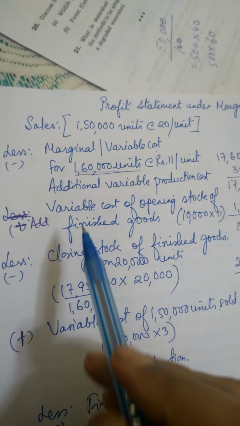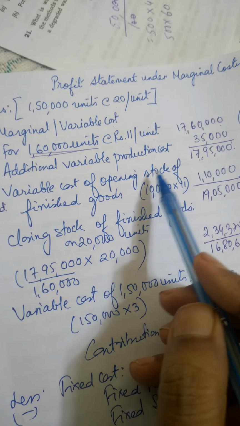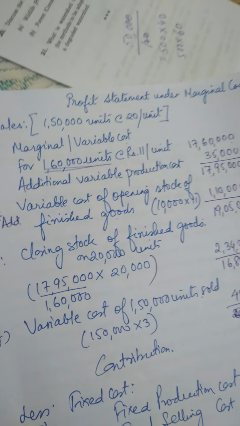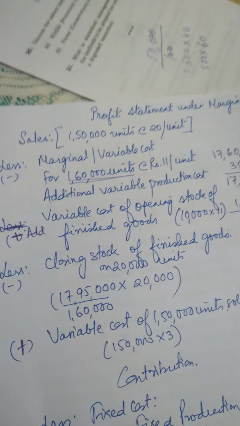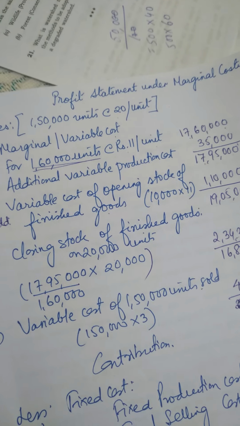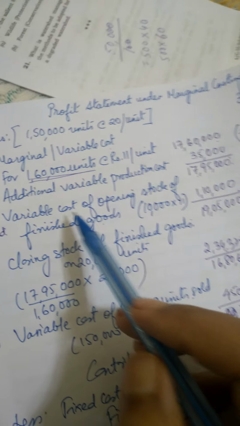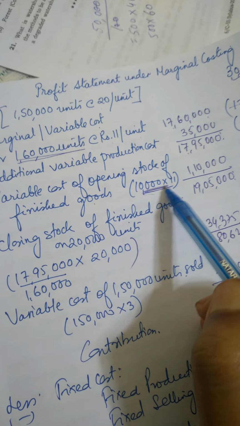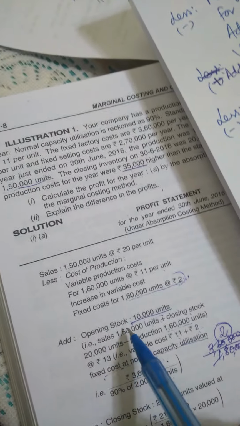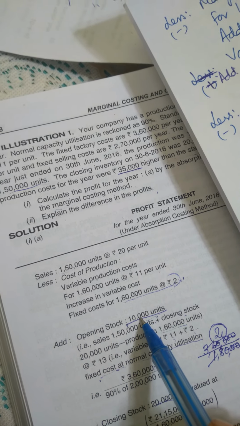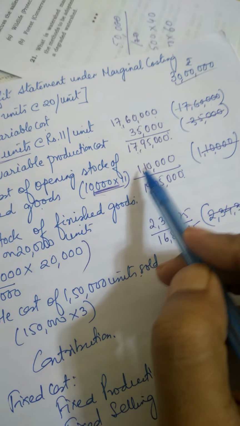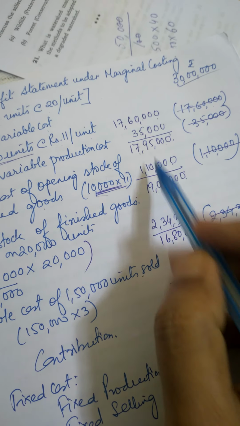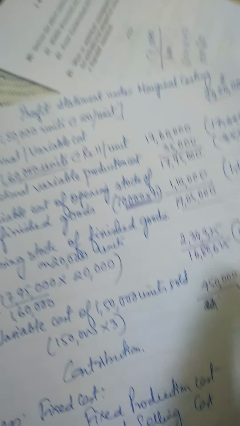Now what are you supposed to do? You will add the variable cost of opening stock of finished goods, because we are taking only variable costs, isn't it? We are not taking fixed costs for opening and closing stock. Opening stock we have already calculated in the previous problem: 10,000 units. So you will take 10,000 units, multiply by 11, and you will get 1,10,000. When you add, you get 19,05,000.